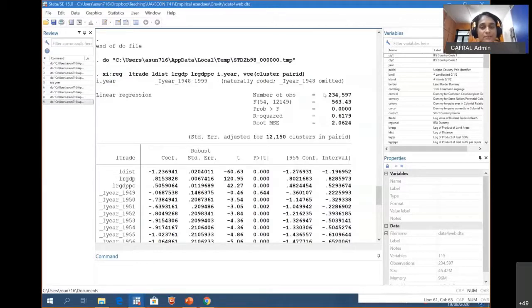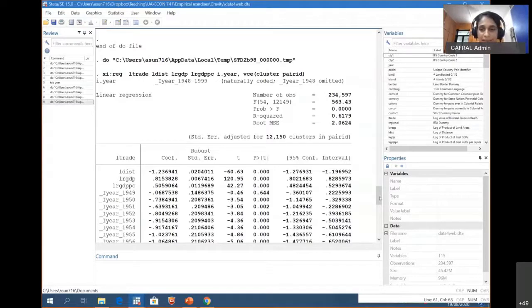Otherwise, the model, or for instance Stata, will think that all of these observations are different observations, while actually they are the same relationship, right? So Stata will think that all of these relationships are different, and I need to tell Stata that, look, these observations belong to the same bilateral pair, and so any shock will apply to all of those observations. That's what the clustering does.